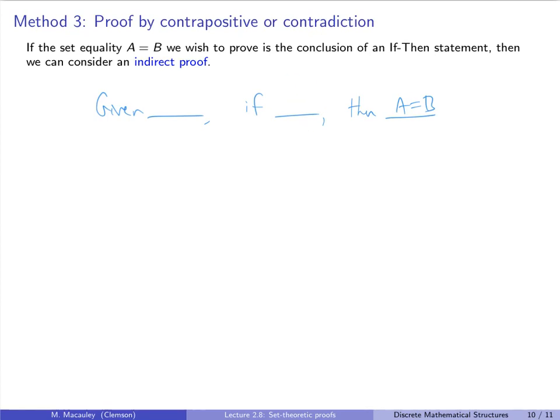Now, I guess for a contradiction, you don't necessarily have to have an if-then statement. If you just want to prove that A equals B, you could assume this is false and then come up with a contradiction, maybe showing that 1 equals 2 or something like that. But I think it's probably more common to see this when we have an if-then statement. And that's the example that I'm going to show you.